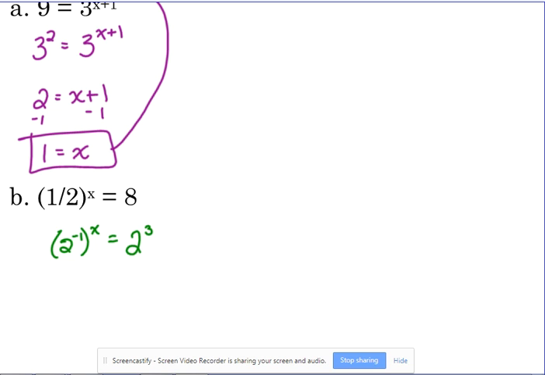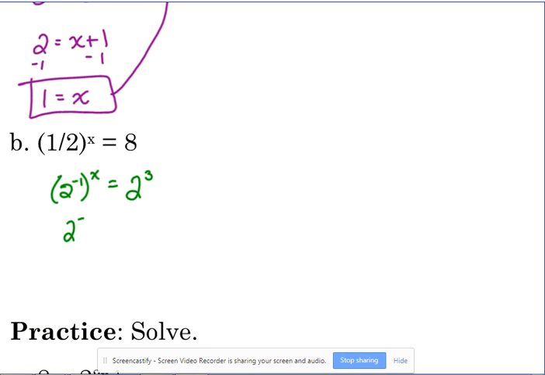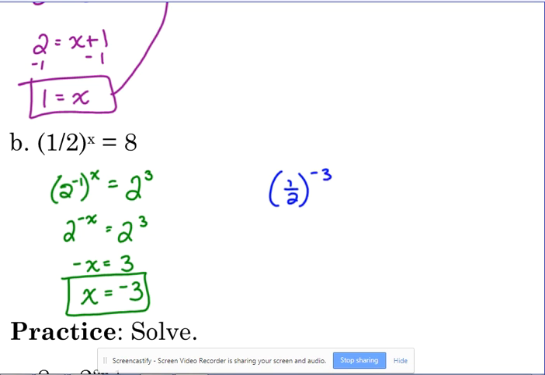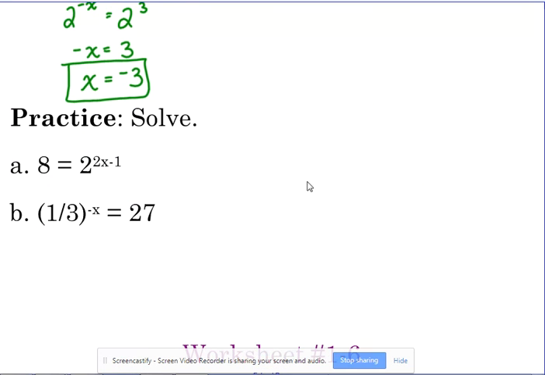Okay? And then we have a power raised to a power, so we multiply. So negative 1 times x is negative x. So negative x is equal to 3. So that must mean x is equal to negative 3. 1/2 to the negative third power is 8. Because I'm over here justifying 1/2 to the negative third. That negative exponent flips our fraction. So that's 2 to the positive 3, which is 8. Okay? All right. So I want you to practice with these.